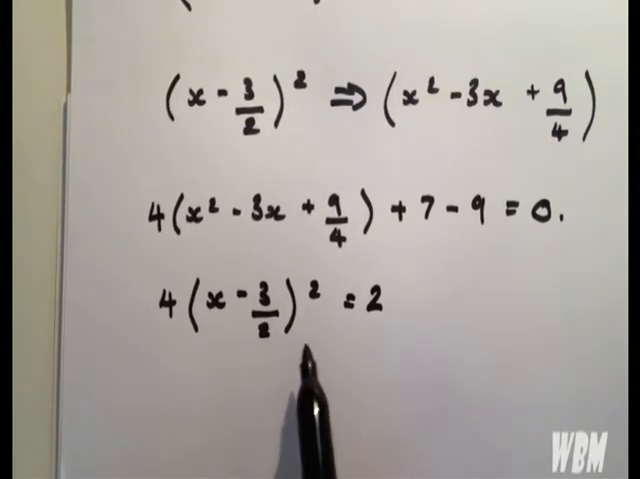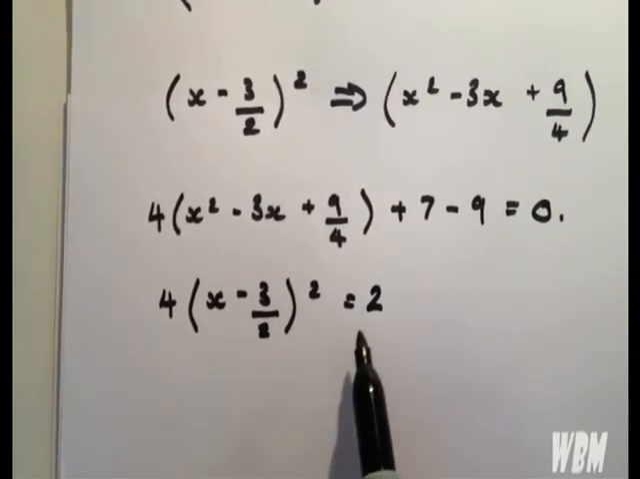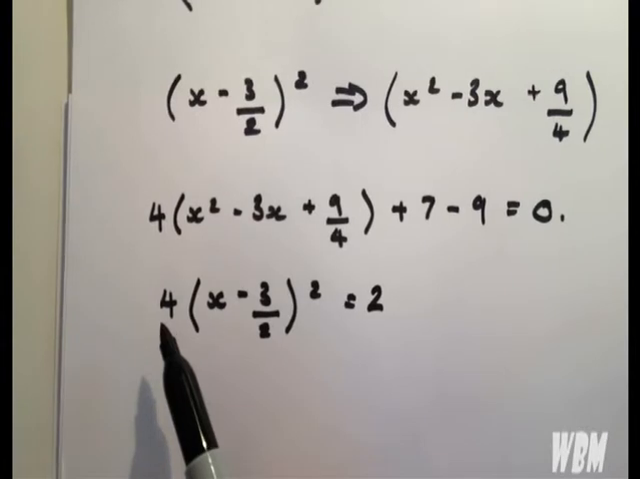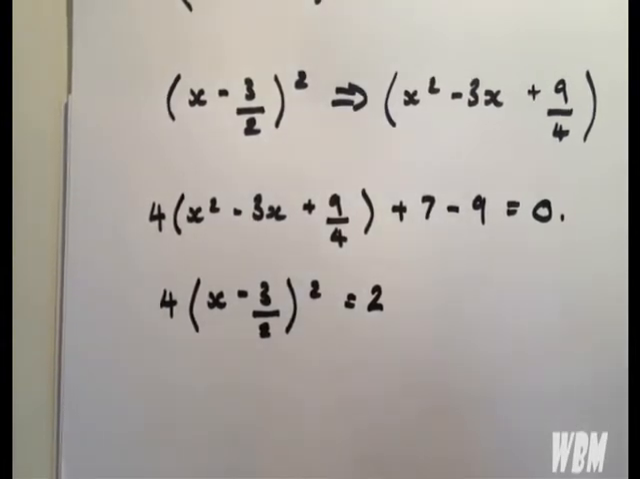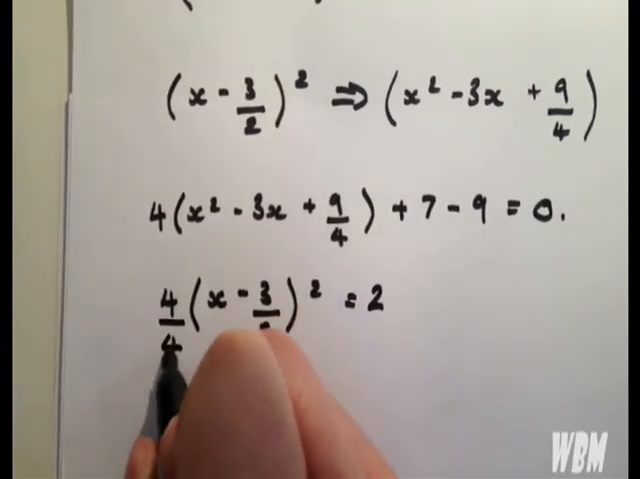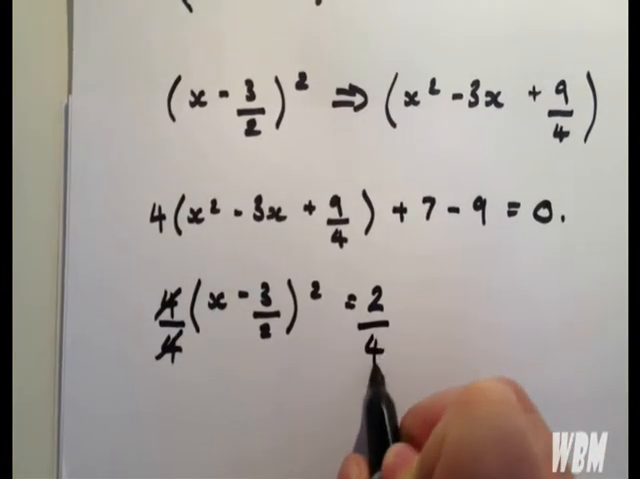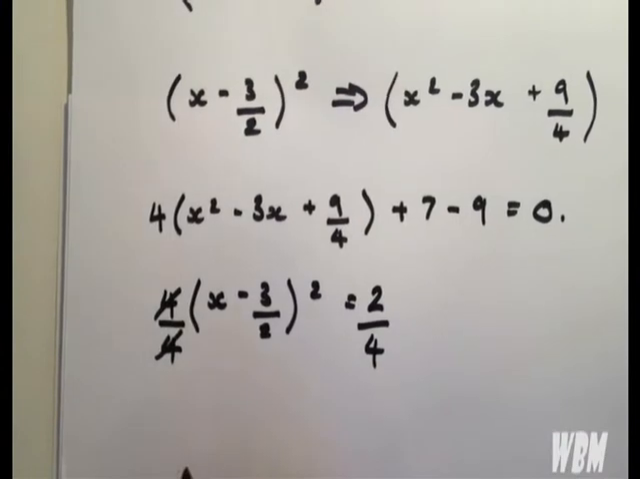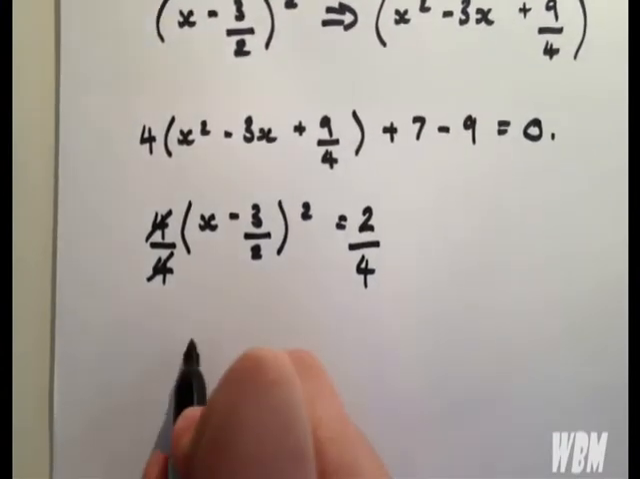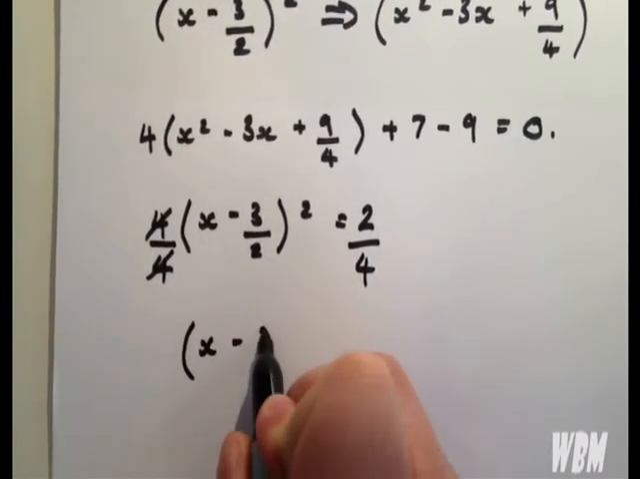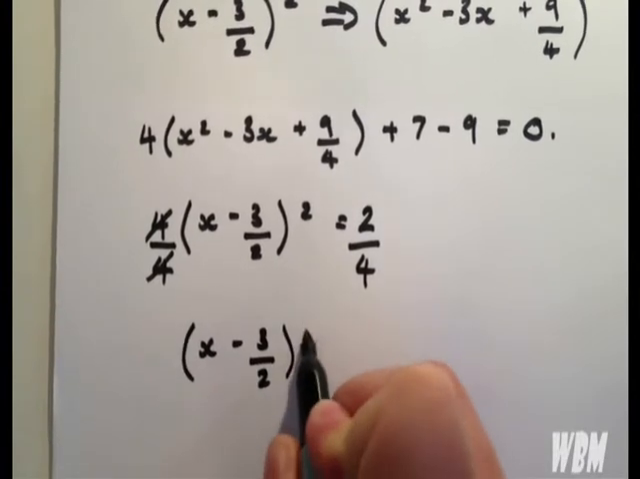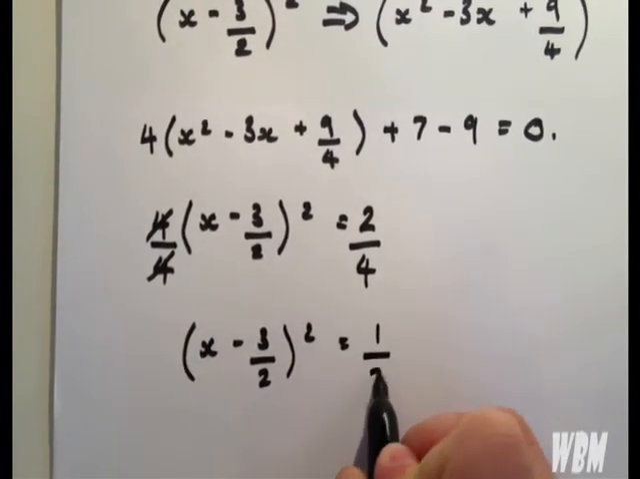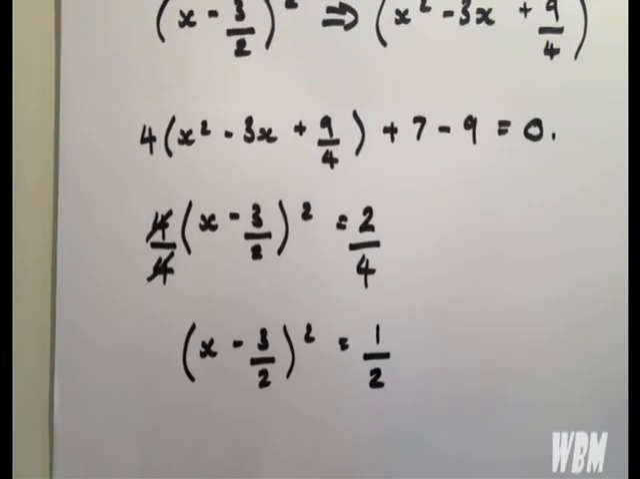Now, we obviously can't take our square roots and solve the equation whilst we have this 4 hanging around. So if we divide throughout by 4, notice that this becomes 1 over 2. So we can write it like this. Now we take square roots.